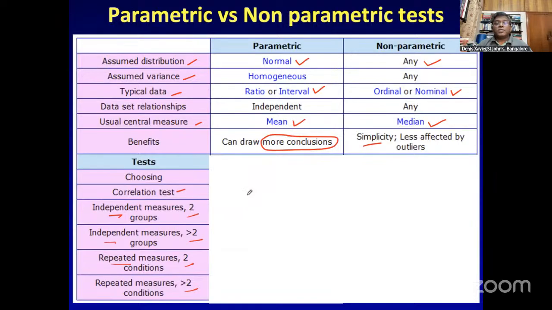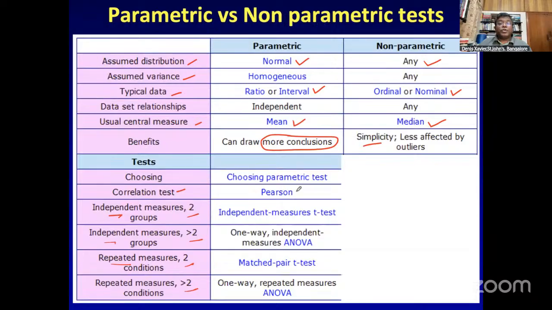So here is a quick summary of the different tests that we'll be looking at. For correlation, we do Pearson's. Independent groups, independent measures, two groups, we do the independent measures t-test, or simply the t-test. For three or more groups, we do ANOVA, analysis of variance. The full name is one-way independent measures analysis of variance.